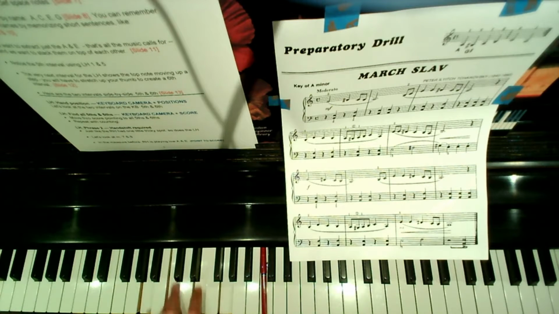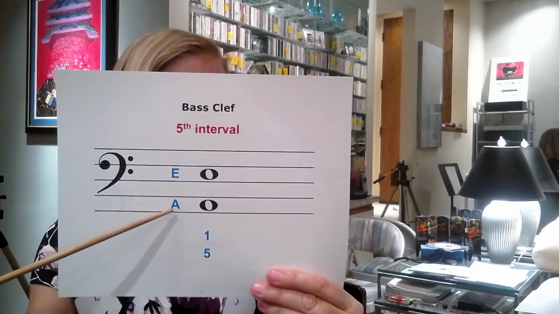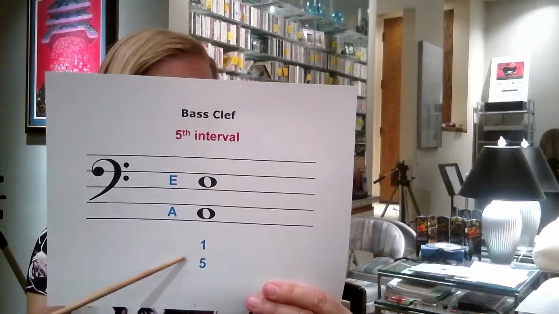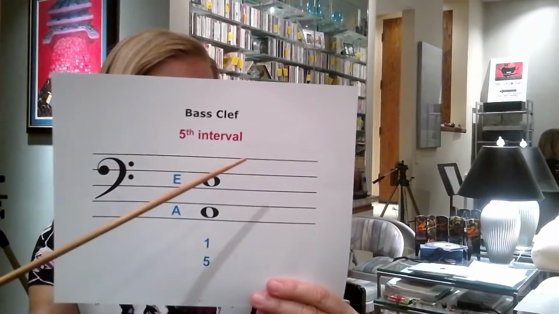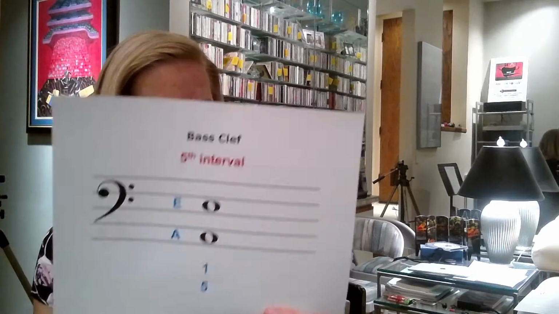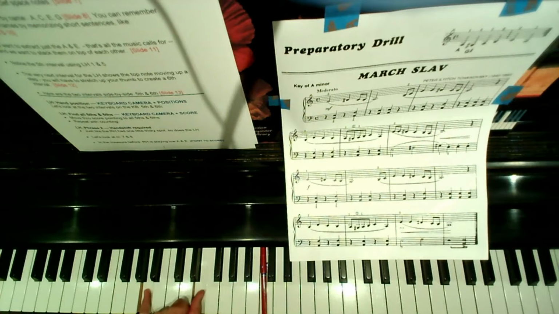Now, we want to extract just the A and the E. Let's take a look at that. So here we have just the A and the E here with 1 and 5. This is a fifth interval, and you notice 1, 2, 3, 4, 5. So by itself, the fifth interval should look like this, with 5 and 1.